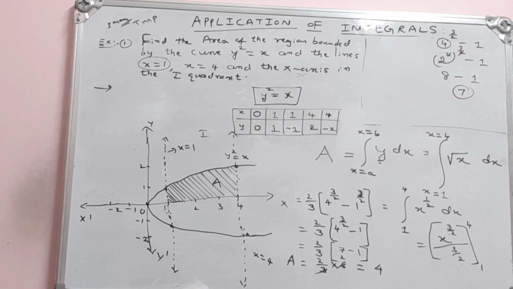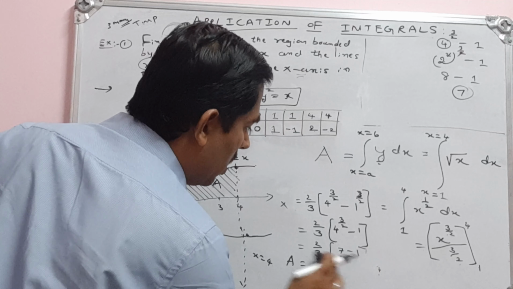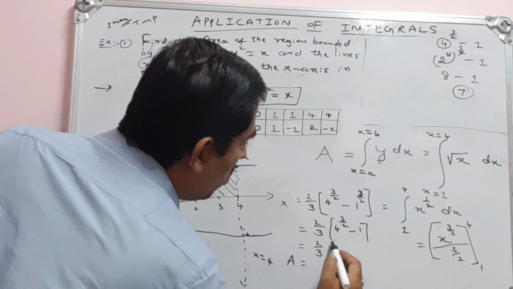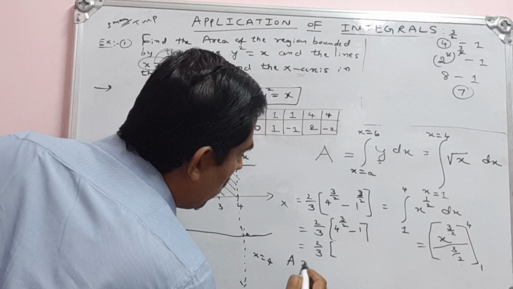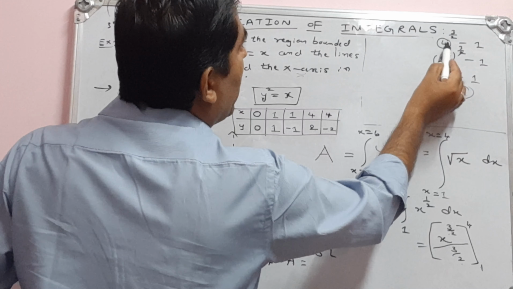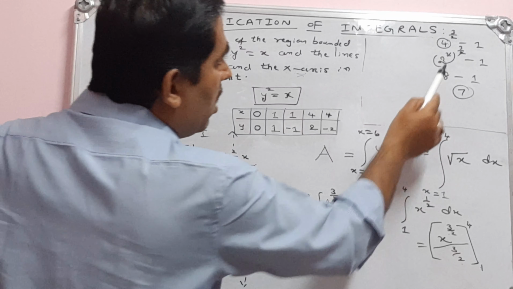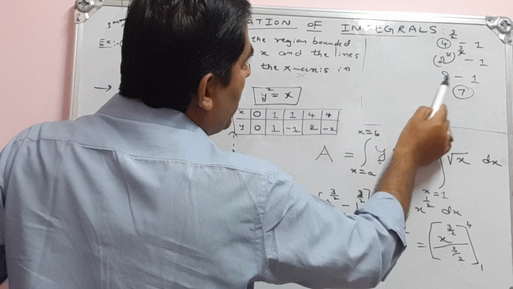That is 2 by 3. Okay, 4 to the power of 3 by 2. That means 8 minus 1, that will be what? 7. Okay, so observe this carefully. I have written 2 by 3 as it is. See 4 to the power of 3 by 2 minus 1, here I have calculated this. 4 can be written as 2 square. Write 3 by 2 as it is. So this 2 gets cancelled. 2 cube means 8. 8 minus 1, 7.